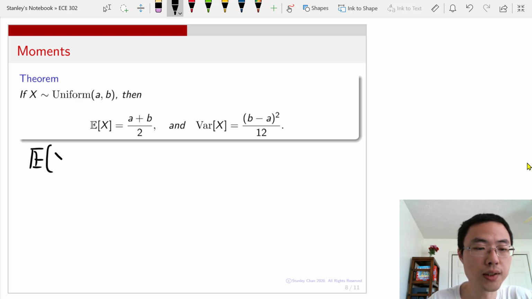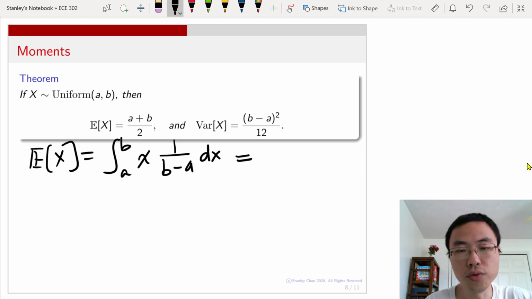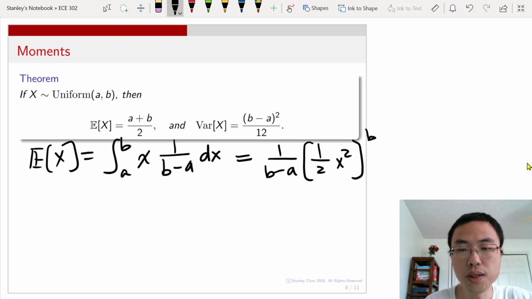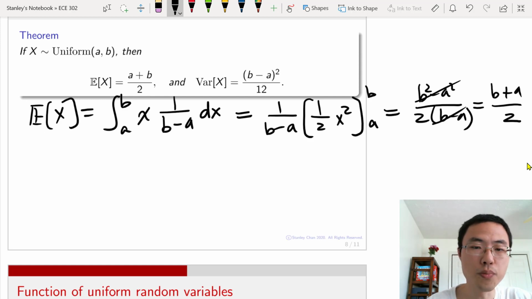The expectation of x is just the integration from a to b of your x times your PDF, which is 1 over b minus a, and then you have dx. So if you do the calculation, you have 1 over b minus a, and then 1/2 x squared, evaluated from a to b. Now you do the calculation, that will give you b squared minus a squared divided by 2 times (b minus a). And then there are some cancellations, so you have (b plus a) divided by 2. So that is the midpoint.